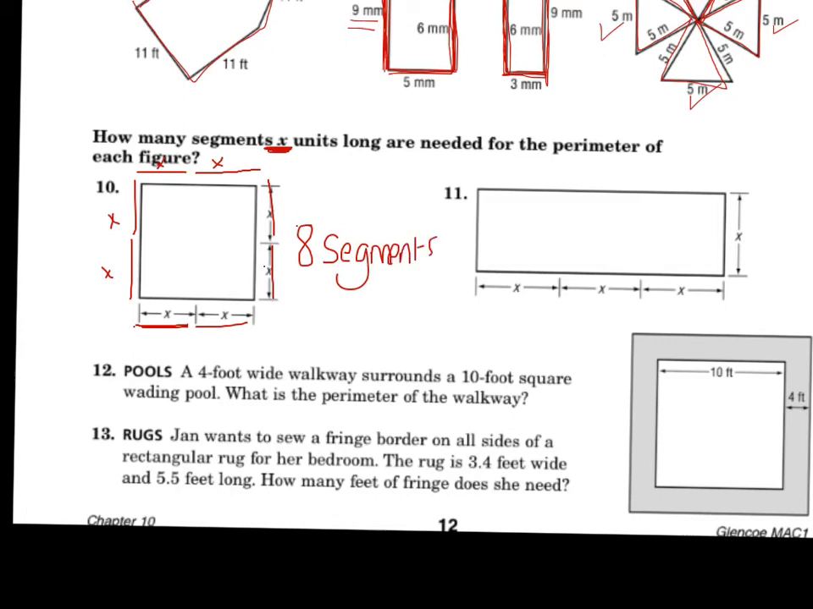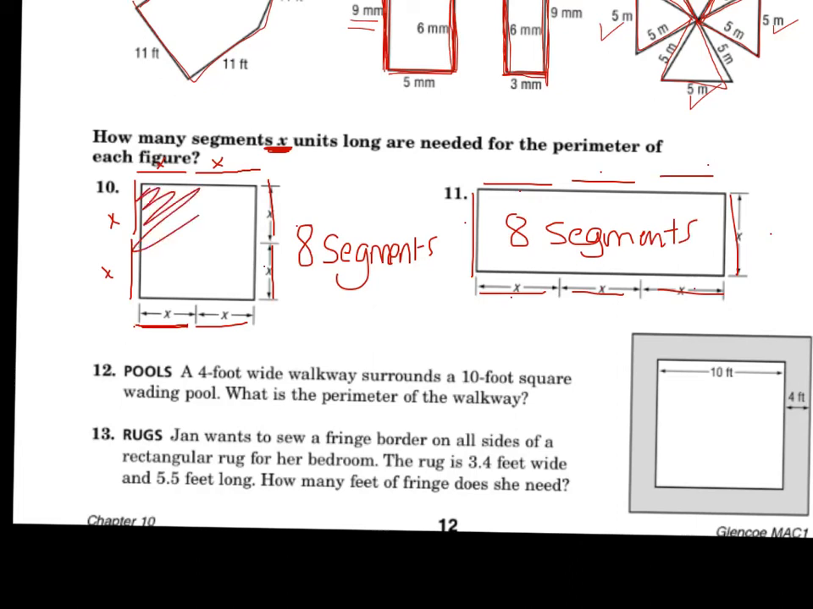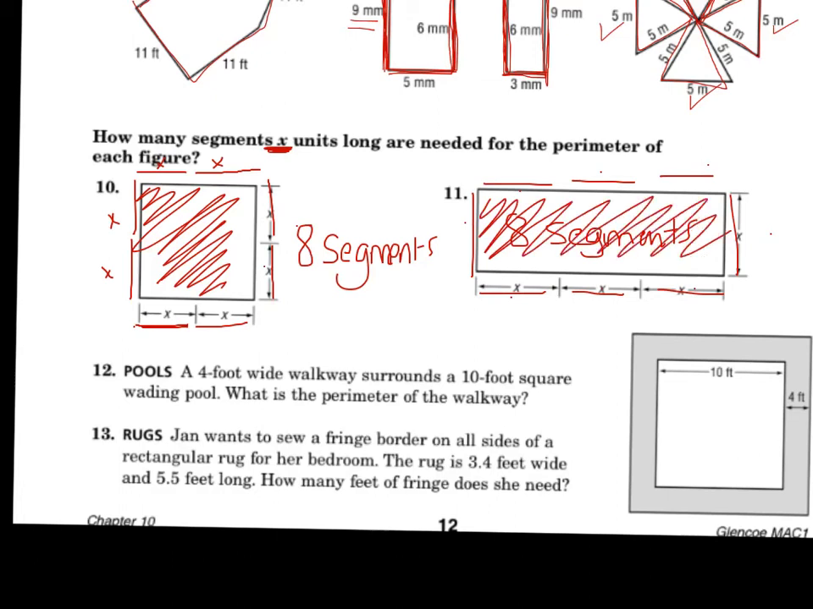Okay, now you do the same thing over here. 1, 2, 3 at the bottom, so that would be 1, 2, 3 at the top. 1 on the side, so 1 on the side over here. So there's 1, 2, 3, 4, 5, 6, 7, 8. That one's also 8 segments. So the perimeter is the same. Do they look like they have the same amount on the inside? If one of them was a candy bar, which one would you rather eat? Okay, let's look at number 12.